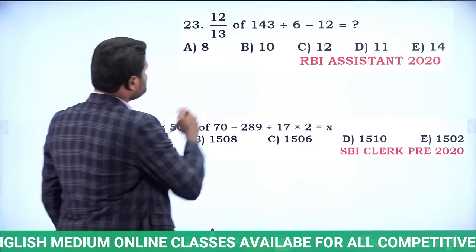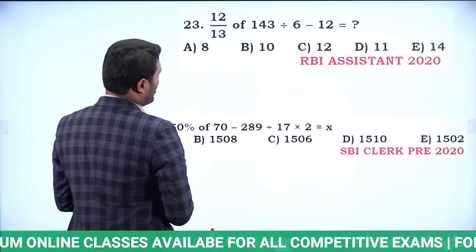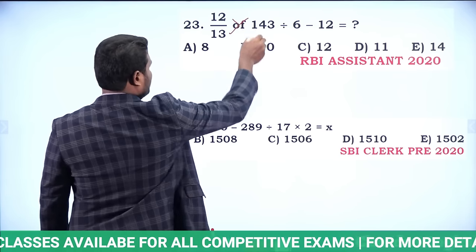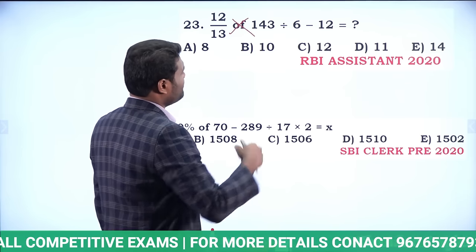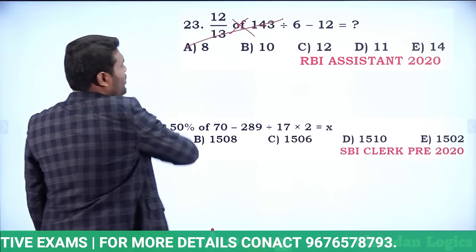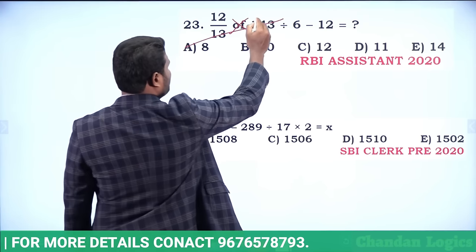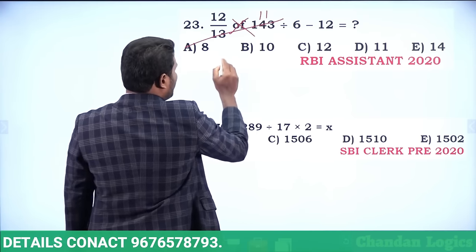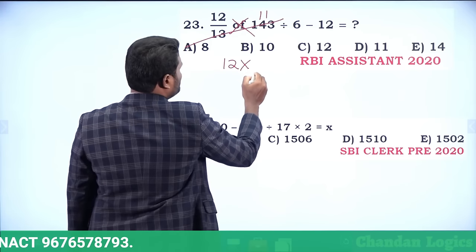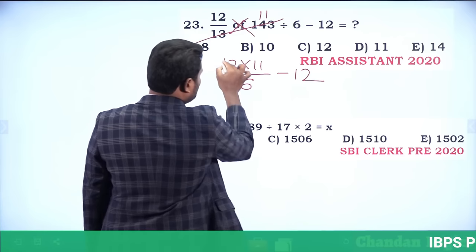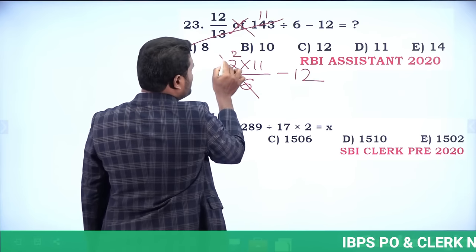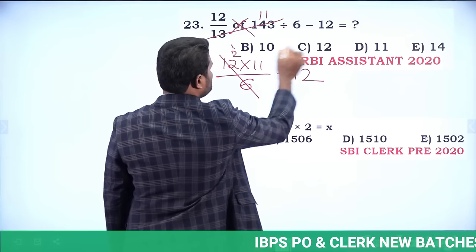Okay. Next one, look here. 12 by 13 of 143 divided by 6 minus 12 equal to how much? Of is nothing but simply multiplication. Look here. Now 143 cancels in 13 how many times? 11 times. Okay. Now this will be 12 into 11 divided by 6 minus 12. Right? Now 12 cancels in 6 how many times? 2 into 11 is 22. 22 minus 12 is 10.